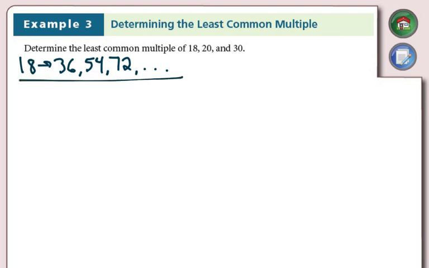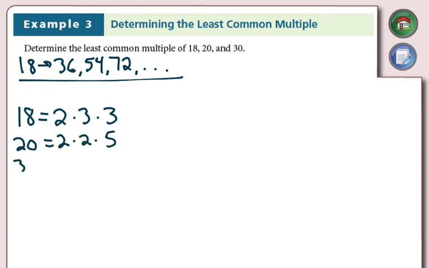What we can do, though, is take what we've learned with factoring numbers and use that to find the least common multiple. So I'm going to write out the factorization of 18, but I'm not going to use exponential notation, because the exponents will confuse things and make this a little bit more difficult than it needs to be. 18 is 2 times 3 times 3. 20 is 2 times 2 times 5. And 30 is 2 times 3 times 5.